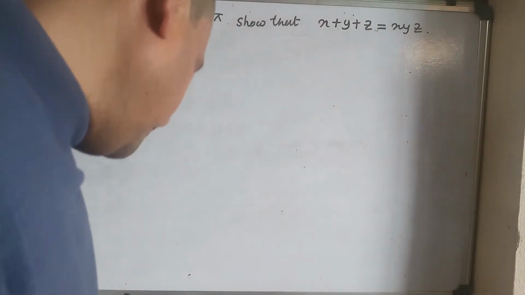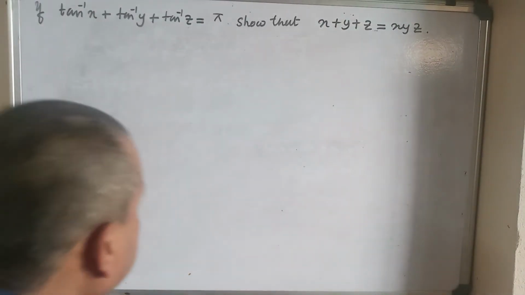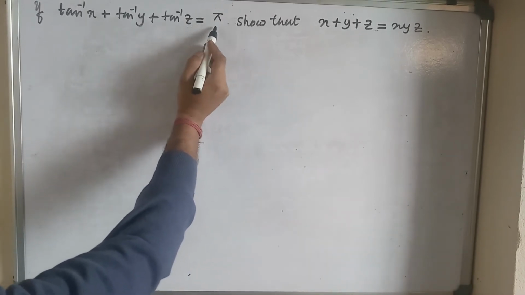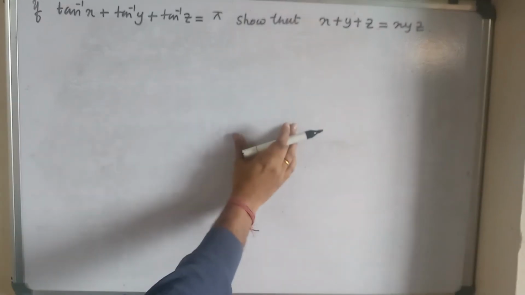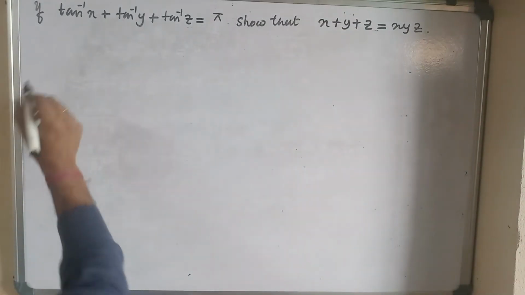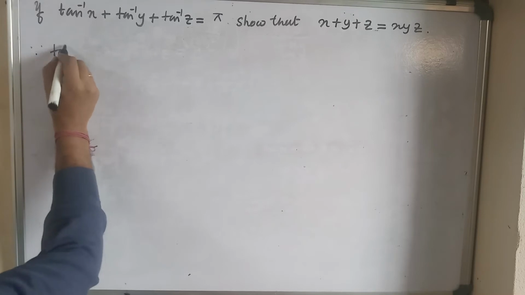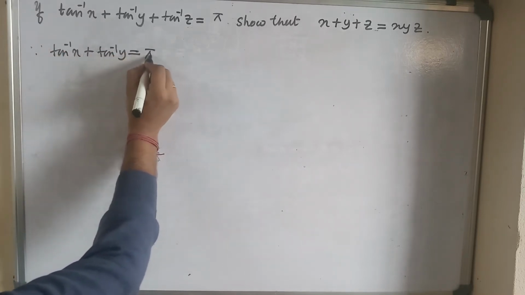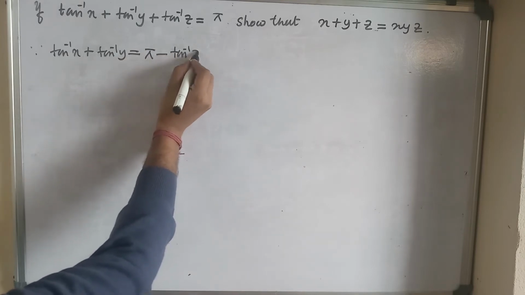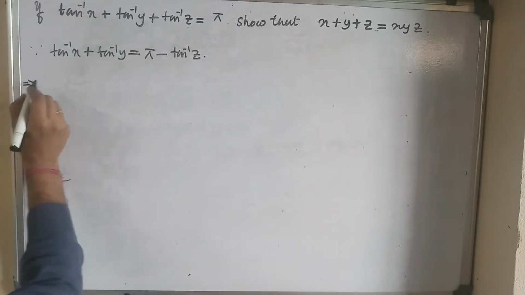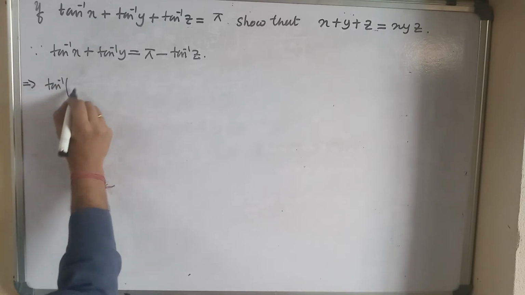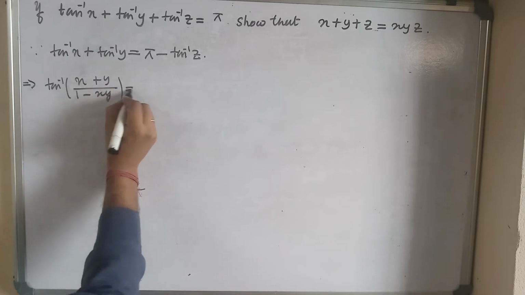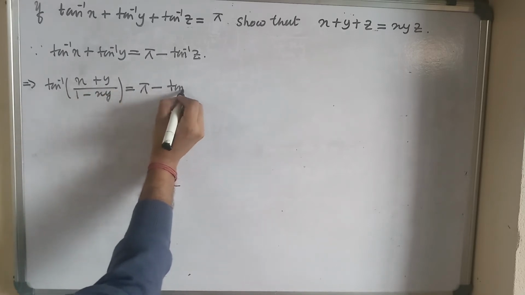Now this is similar to the previous sum, but in the previous sum it was pi by 2 on the right hand side. Now in this case it is pi. In the case of pi by 2, we have already used the property. Now in the case of pi, we'll use the quadrant system. The method is the same. Tan inverse x plus tan inverse y equals pi minus tan inverse of z. Then I'll apply the formula: x plus y over 1 minus xy is equal to pi minus tan inverse z.